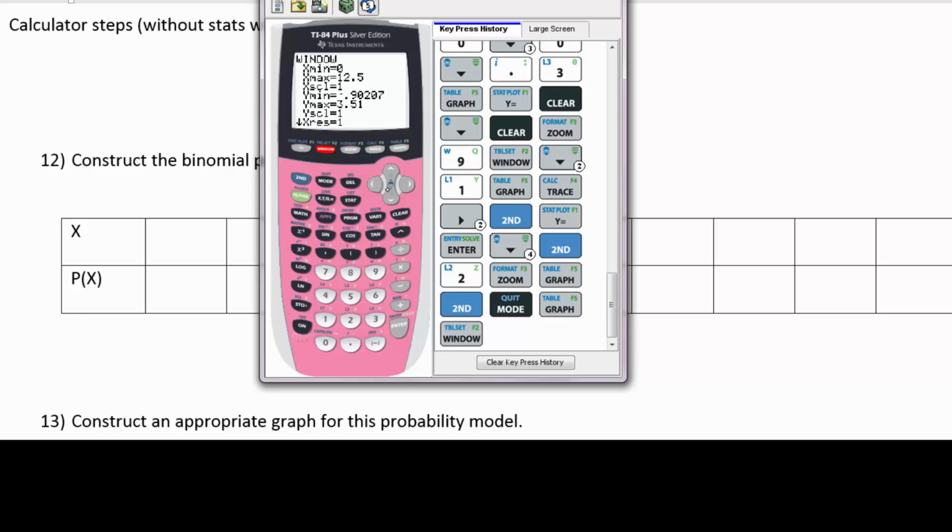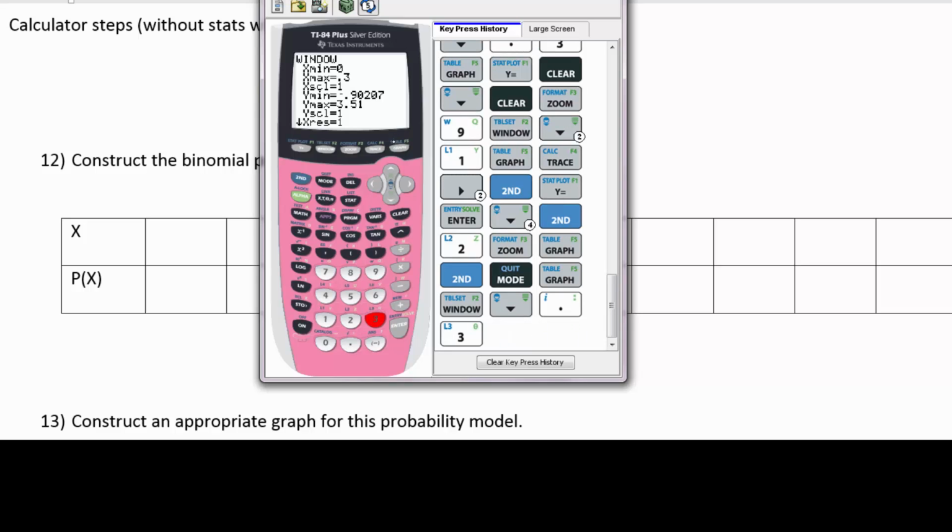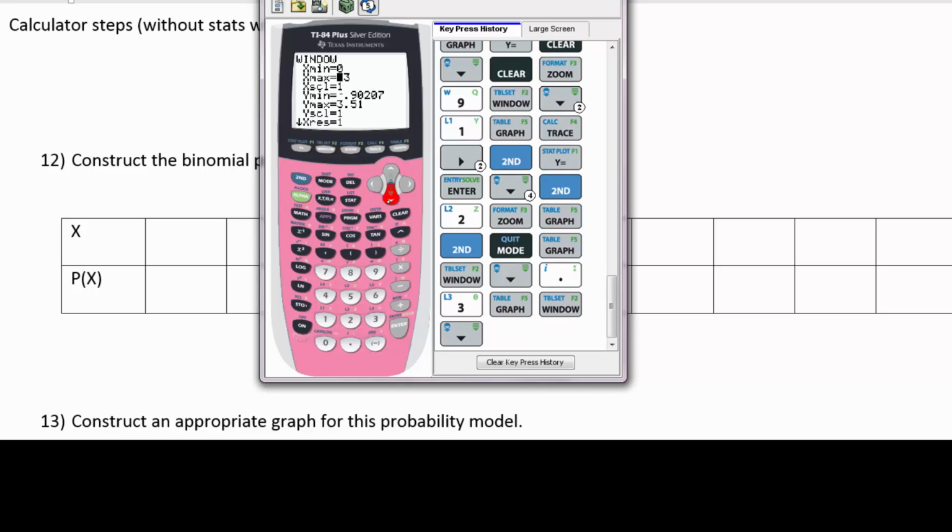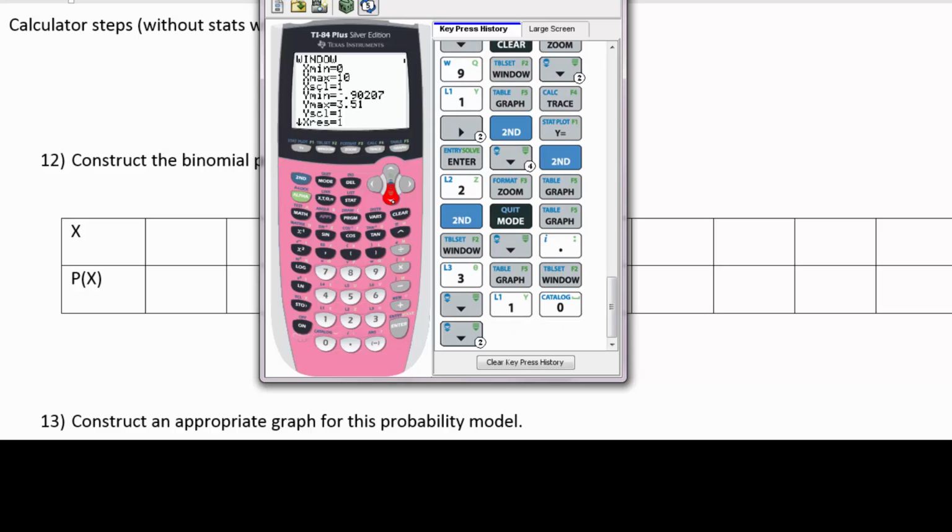Quit out of here, graph, and now we get that graph the way we expect it to be. So we need to make sure our window, I don't want my y max to be 12.5, I want it to be, I'm going to say 0.3, right? So the graph. What's going on here? Oh, jeez. My x max is 10. Sorry, guys. My y max, so my y min is 0. My y max would be 0.3.